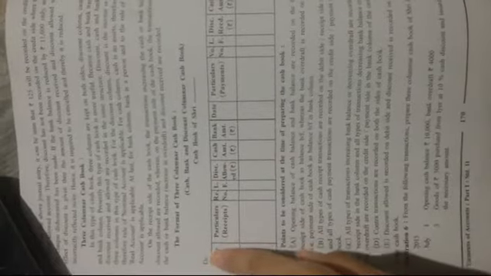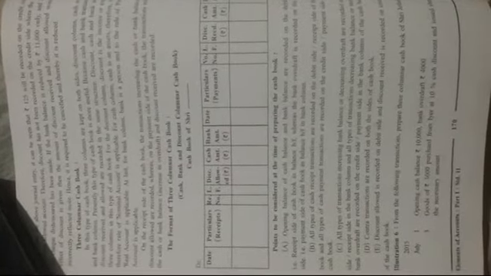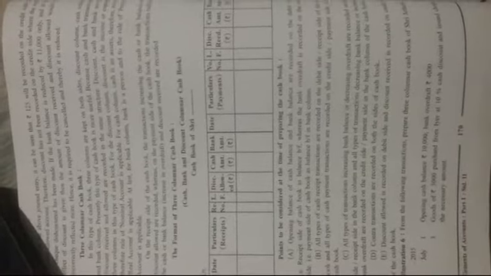On the top of the table, you have to write the DR, that is debit side, and CR, that is credit side, and the cash book of Shri, whatever name is given in the question, that you have to mention on the top of the cash book. Now let's see the points to be considered at the time of preparing the cash book. There are certain points which need to be kept in mind while preparing the three columnar cash book.